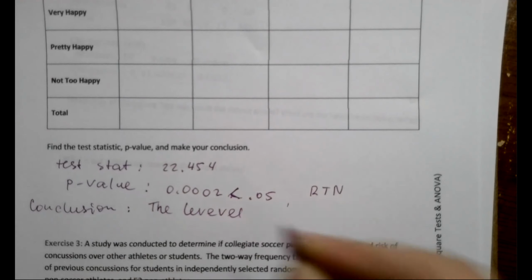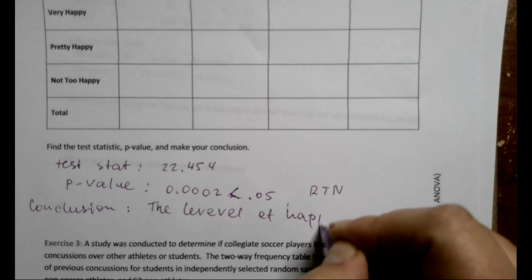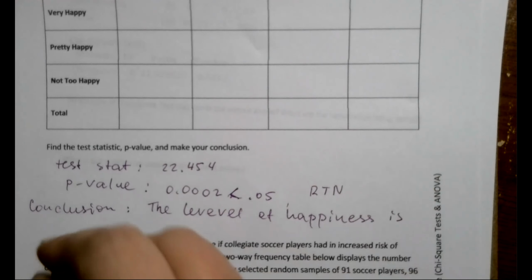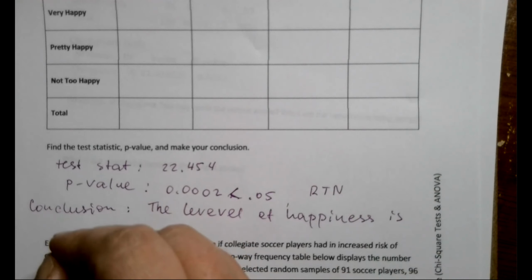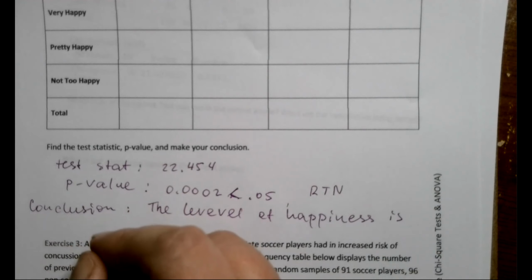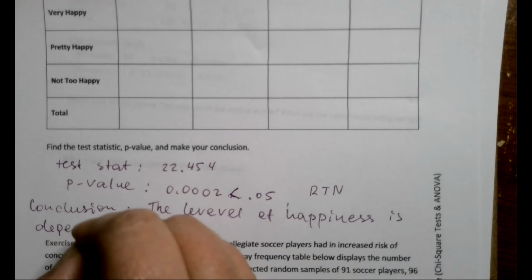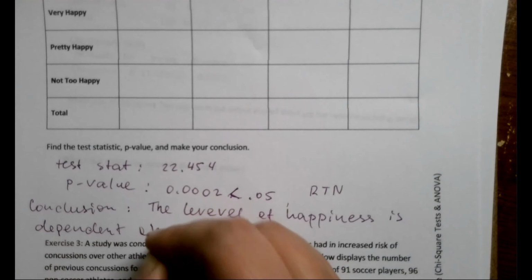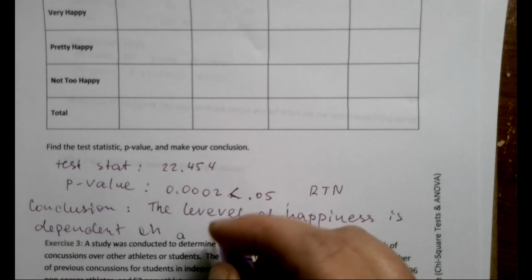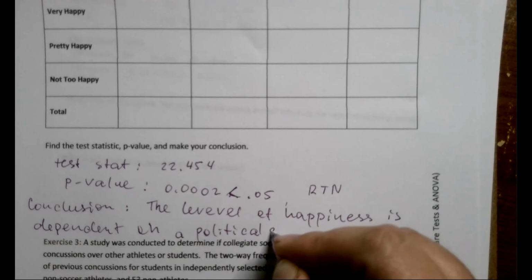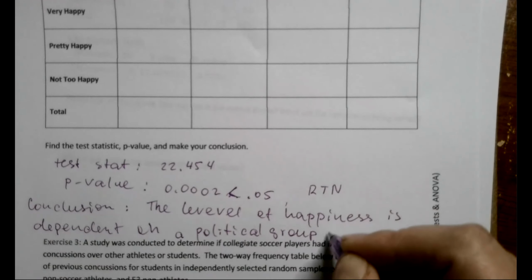So, conclusion: the level of happiness is dependent or correlated on the political group the person belongs to.